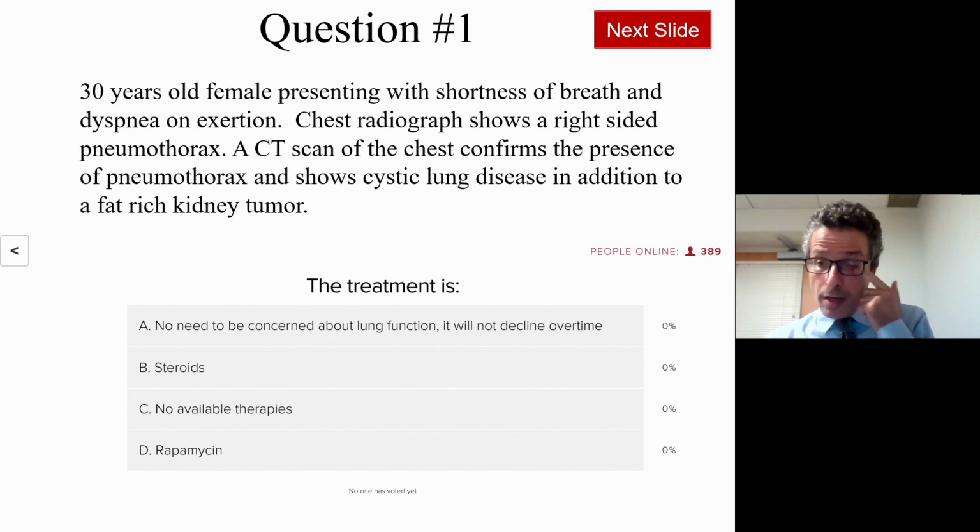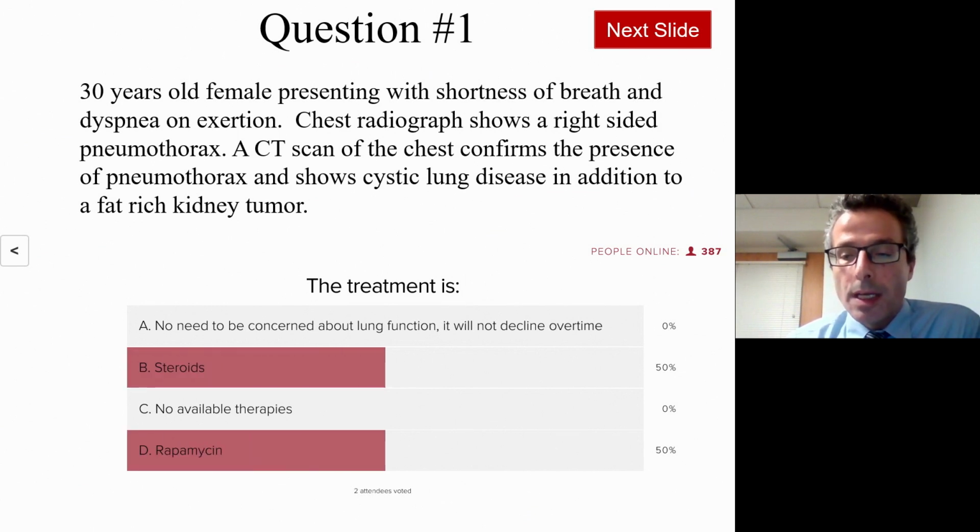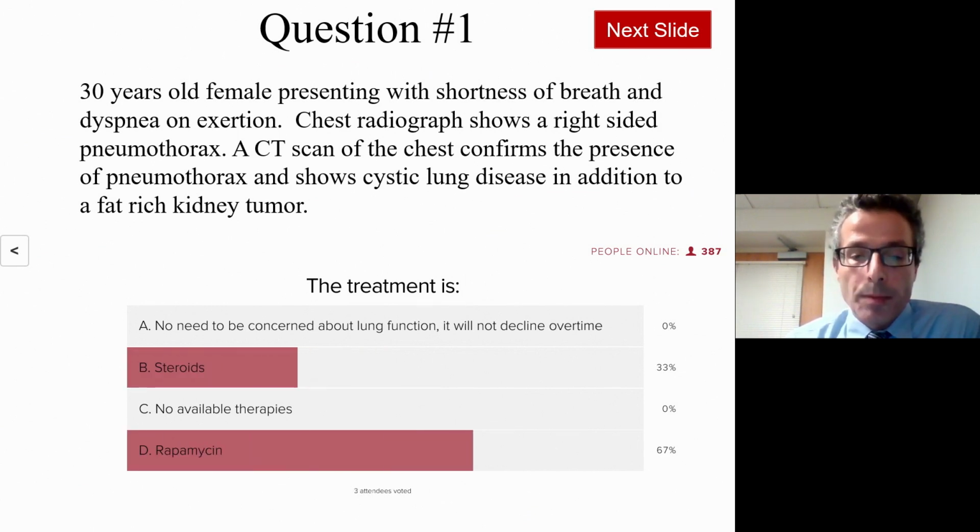So question one, a 30-year-old female presenting with shortness of breath and dyspnea on exertion. The chest x-ray shows a right-sided pneumothorax. A CT scan of the chest confirms the presence of the pneumothorax and shows cystic lung disease, in addition to a fat-rich kidney tumor. A, no treatment needed, no need to be concerned about lung function, it will not decline over time. B, steroids. C, no available therapy. And D, rapamycin.